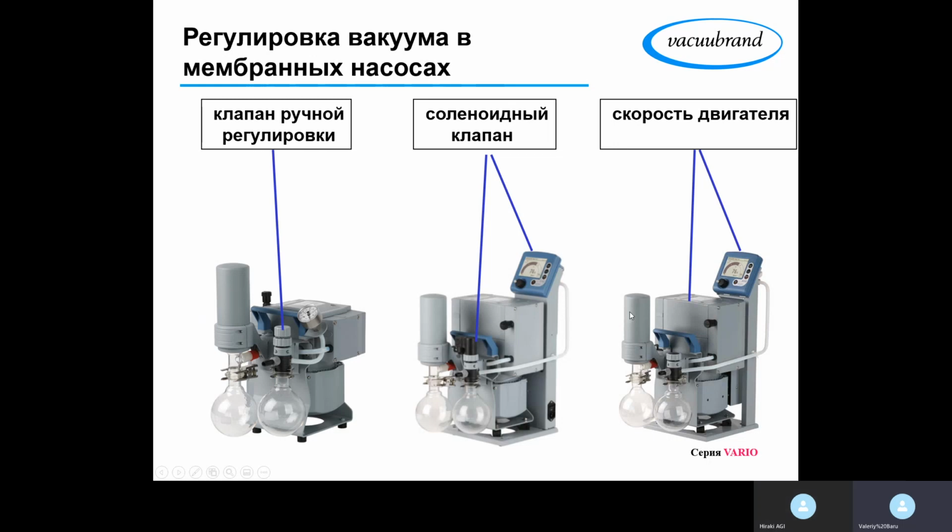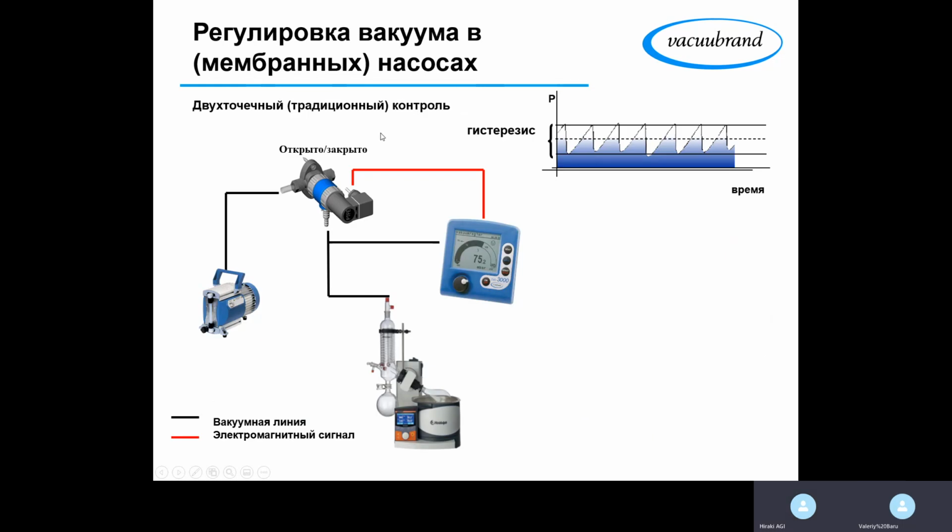So most customers prefer to have this kind of controller. This kind of control is perfect for filtration, by the way, but for distillation, we definitely need an automated control system. So what is the disadvantage of the, well, let's start with the advantage. The advantage of the valve control system is the price. It is relatively cheap.